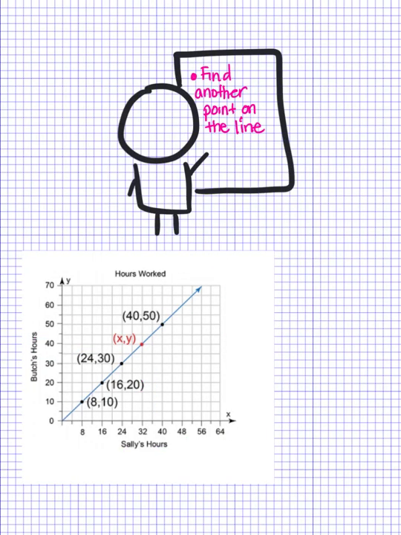This next question is asking us to find another point on the line. You'll notice that this line is a straight line, and it could just go on and on as far as we could graph. It's asking you to find another, and this is a really important word, another point on the line that's not plotted. So 40, 50 is plotted. We now know that x, y is 32, 40. We did that previously. And all the others are plotted: 24, 30, 16, 20, 8, 10. Those are all plotted. We have to find another point on the line.